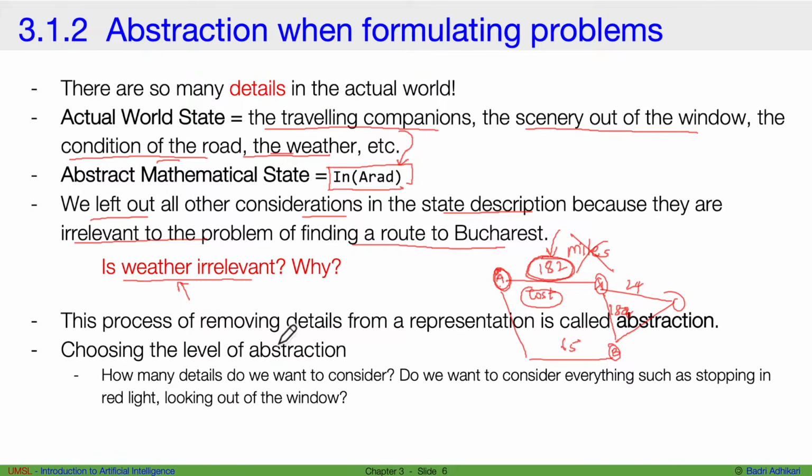So this process of removing details from a representation to obtain a mathematical formulation, or a minimalistic way of formulating the problem, is known as abstraction. Now, choosing the level of abstraction may depend on your problem, on your choice of what algorithms you have to solve the problem, and so on. So, how many details do you want to consider? Do you want to consider everything such as stopping at a red light, looking out of the window, and all of those? It's up to you when designing the problem formulation.